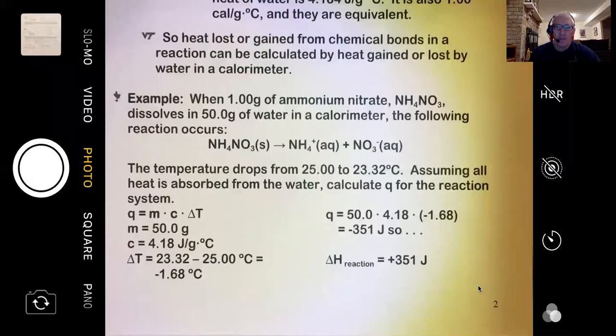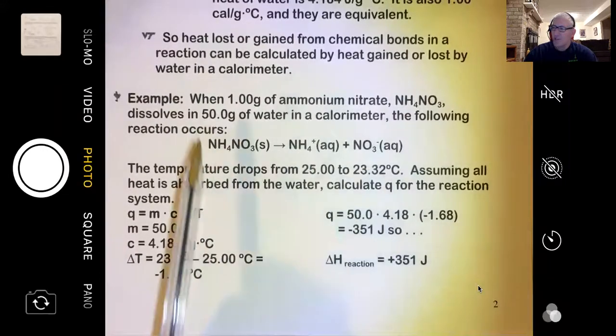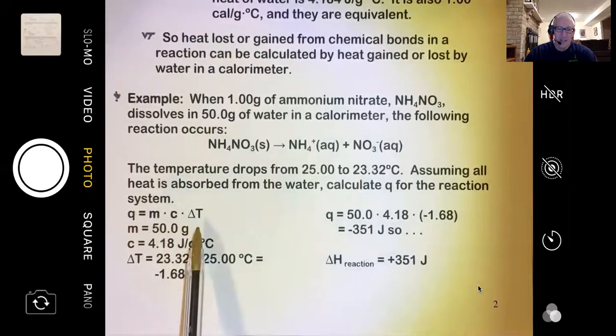So if we saw a temperature drop, we would know that it's getting colder, so it's absorbing energy from the environment, from the water. And if this process absorbs energy, that is called an endothermic reaction. So we're going to end up calculating this delta H here using this Q equals MC delta T.